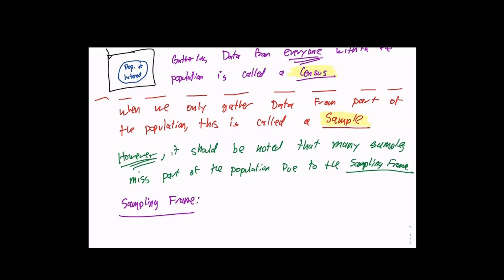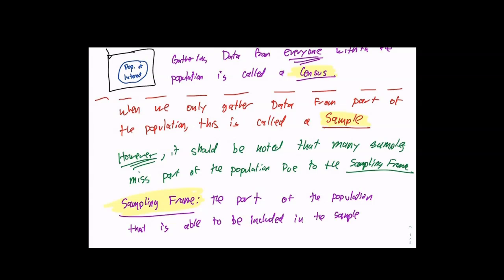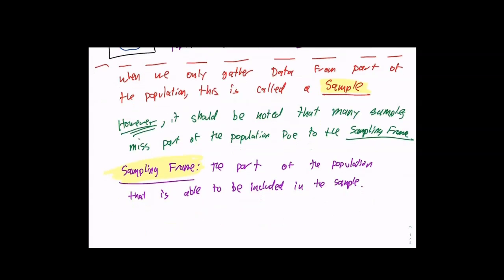So the sampling frame, and this is a vocabulary word, is the part of the population that is able to be included in the sample. So there's a very famous, let me actually put, i.e.